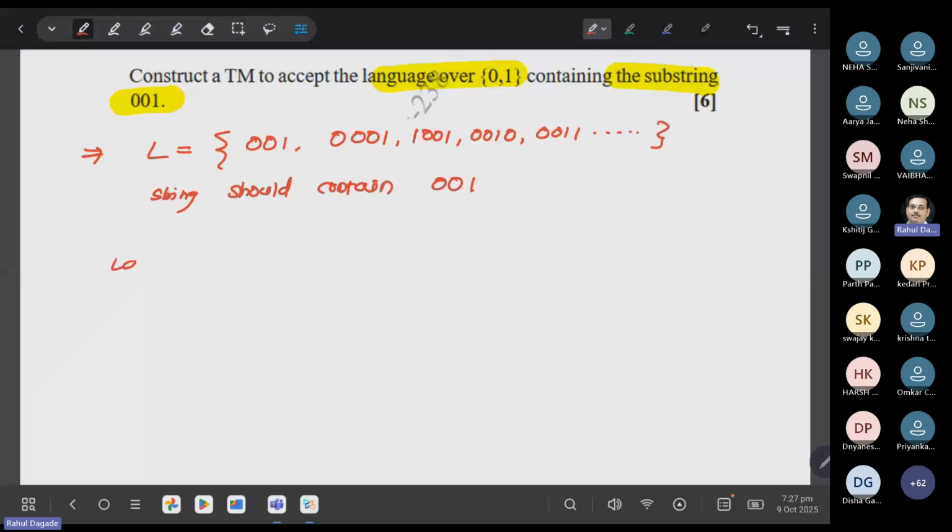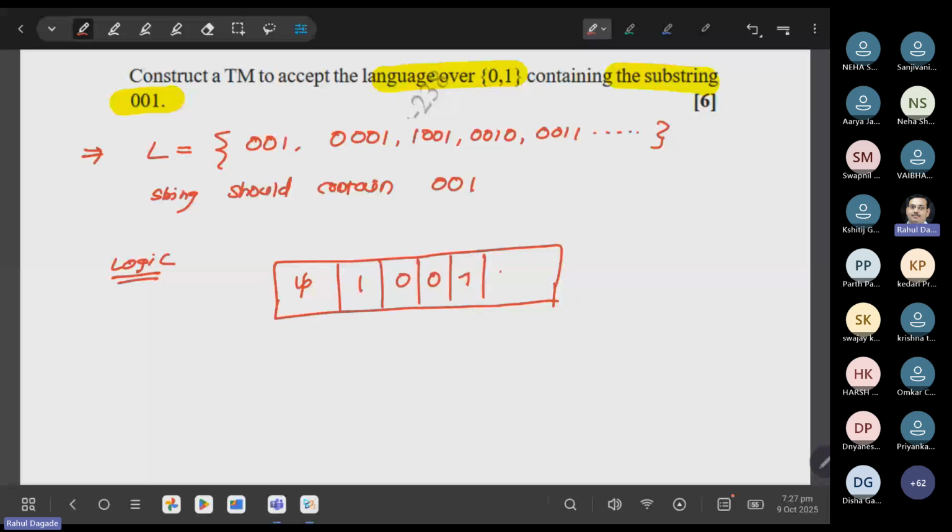So what will be the logic? Let us take input on the tape. We have a blank, and let us take it as 1 0 0 1 1 blank. You read the input 1, go to the right, and try to recognize the pattern 001. Once you get the pattern 001, whatever the input is, consume it, and when blank comes, go to accept.